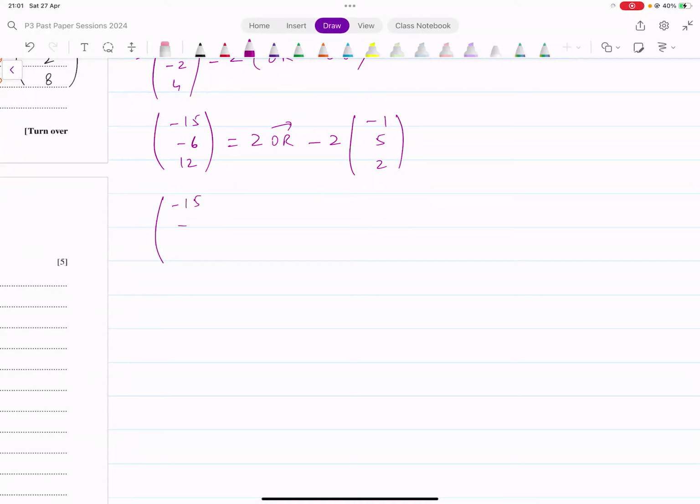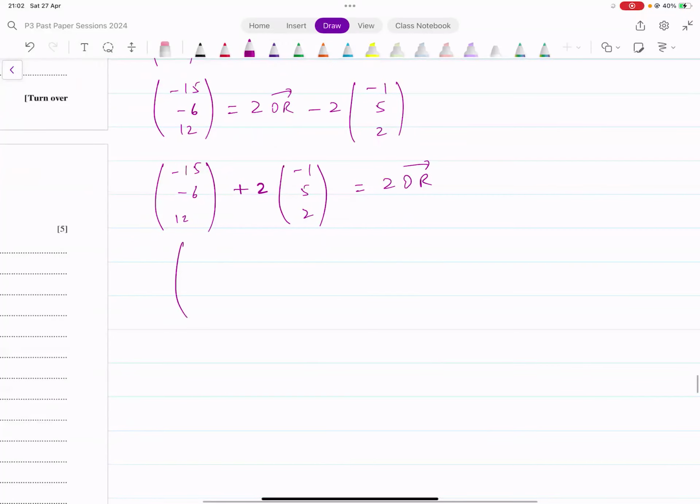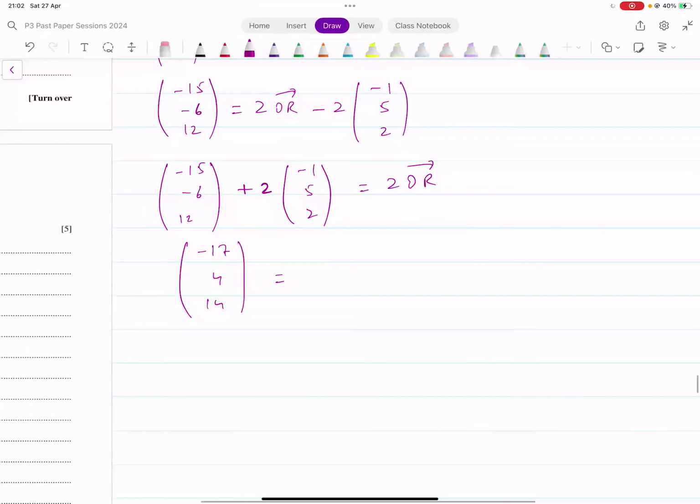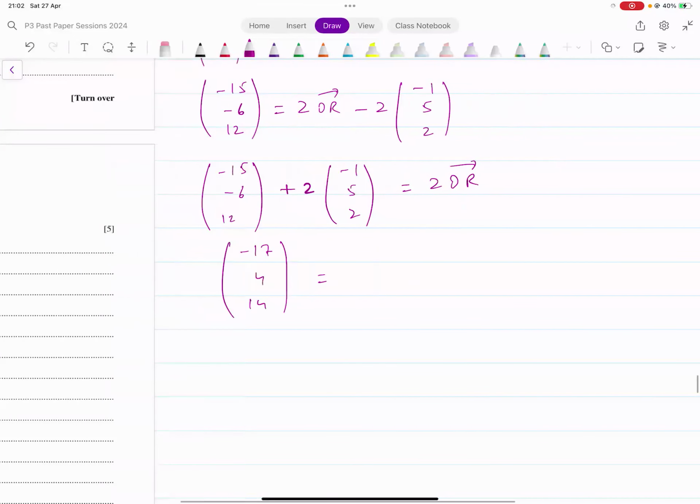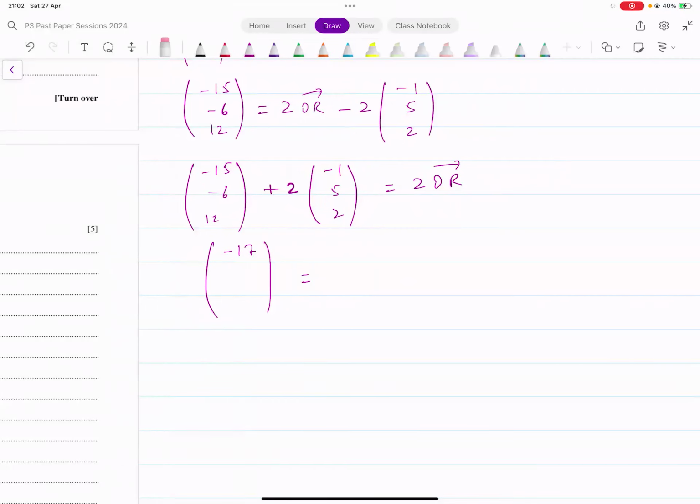Minus 15, minus 6, 12. Let's bring this to the other side. It becomes plus 2 into minus 1, 5, 2. That equals 2 into OR vector. Now this becomes minus 17, 4, and 14 on the other side. Sorry, that's not correct. Minus 6 plus minus 6 plus 10. That's 4. That's correct. This was 12.